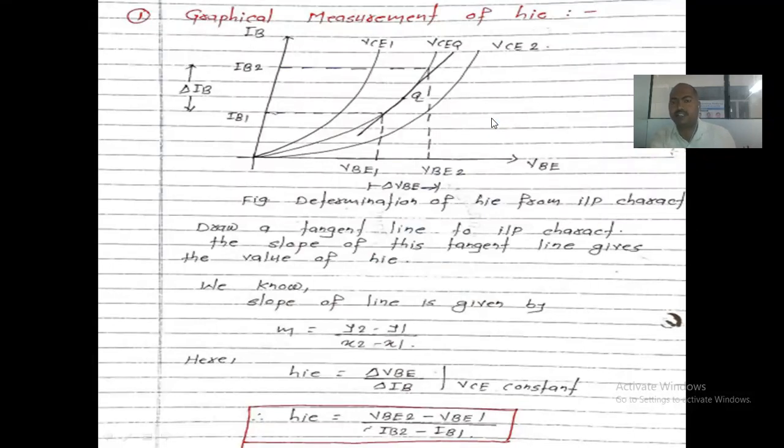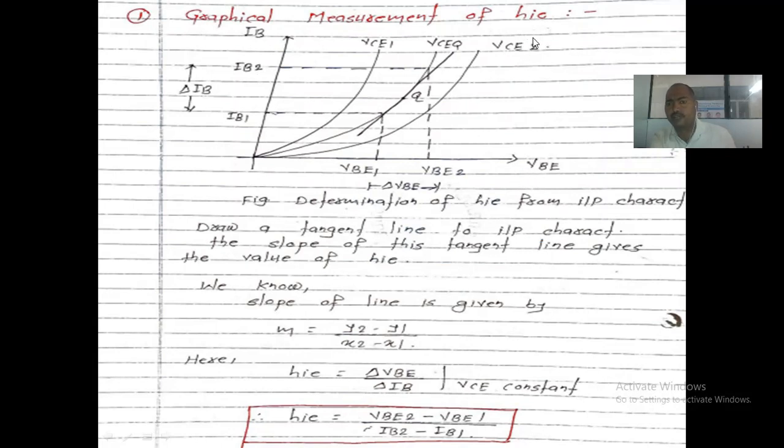Whenever we have to find the value of hi, hi indicates the input impedance of the common emitter configuration, then we have to take out the plot of the base to emitter voltage versus base current.